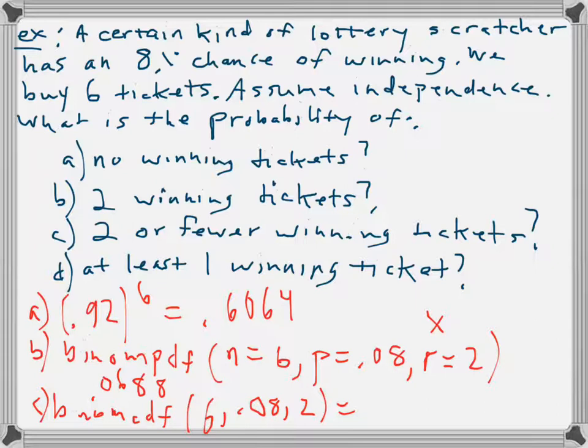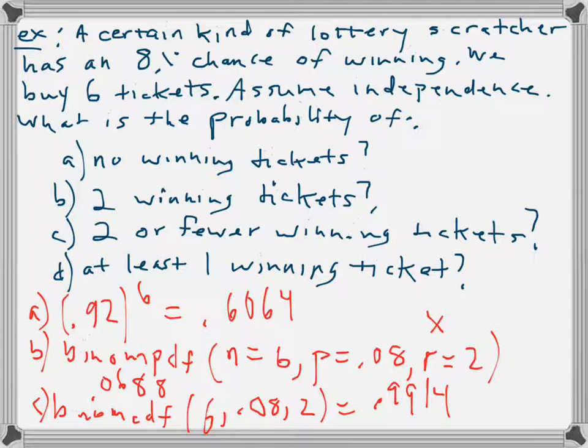And again, this number should be bigger than 6.8%, because I could have gotten 1 or 0. And in fact, 2 or fewer, there's a great chance of getting 2 or fewer. In fact, 99.14%. All right, what about the probability of getting at least 1 winning ticket?